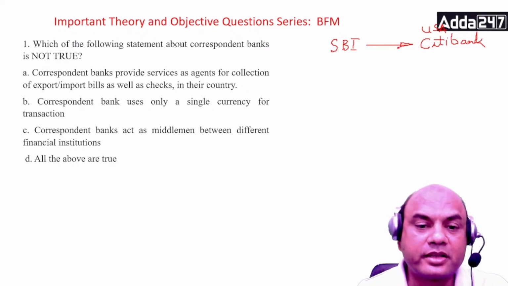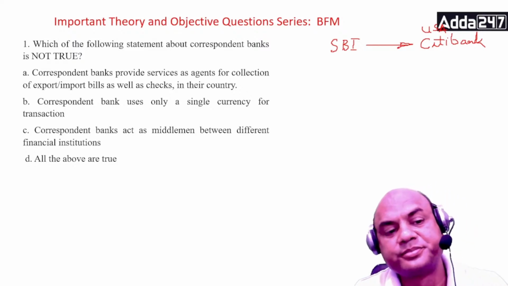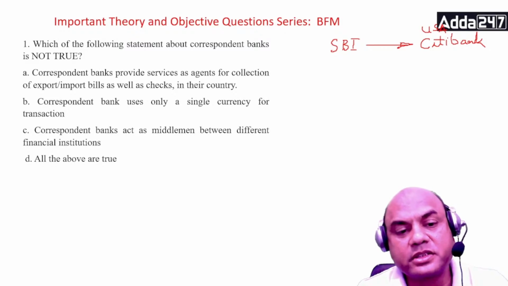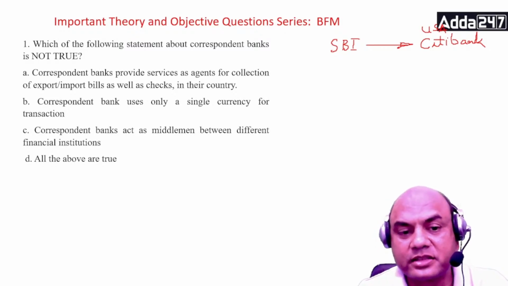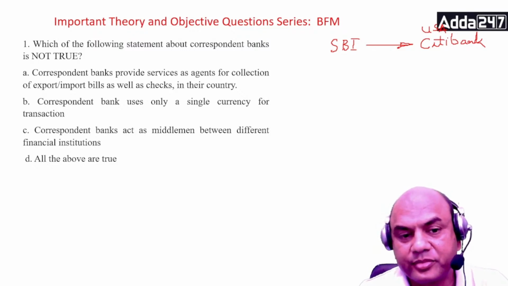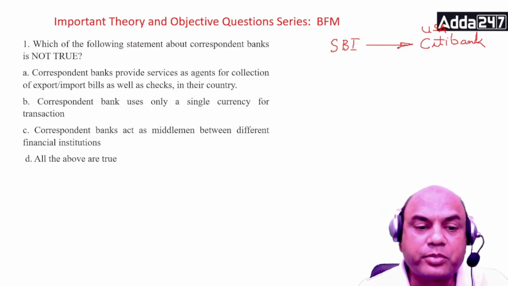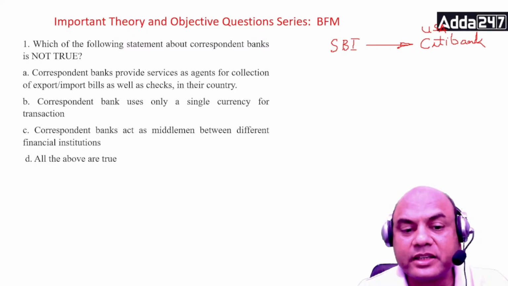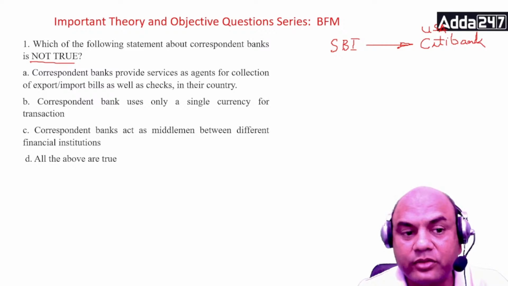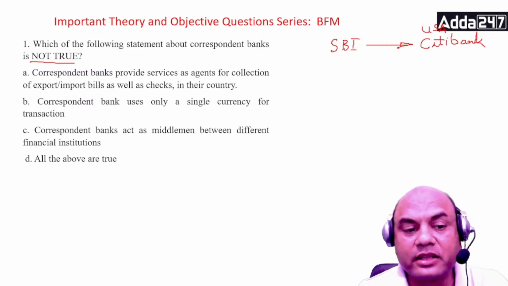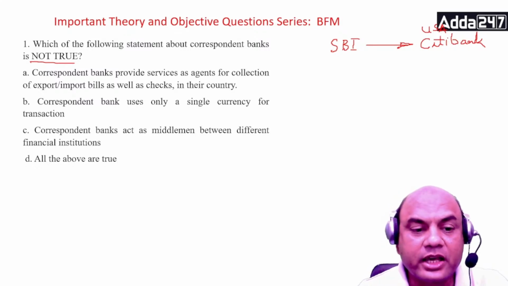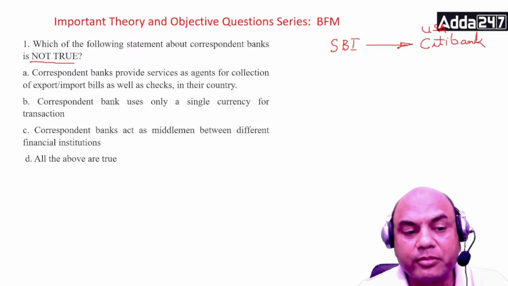Now let's look at the options. Correspondent bank provides services as agents for collection of export-import bills as well as cheques in their country. Number two, correspondent bank uses only a single currency for the transaction. Number three, correspondent bank acts as a middleman between the financial institutions. And all of the above are true.